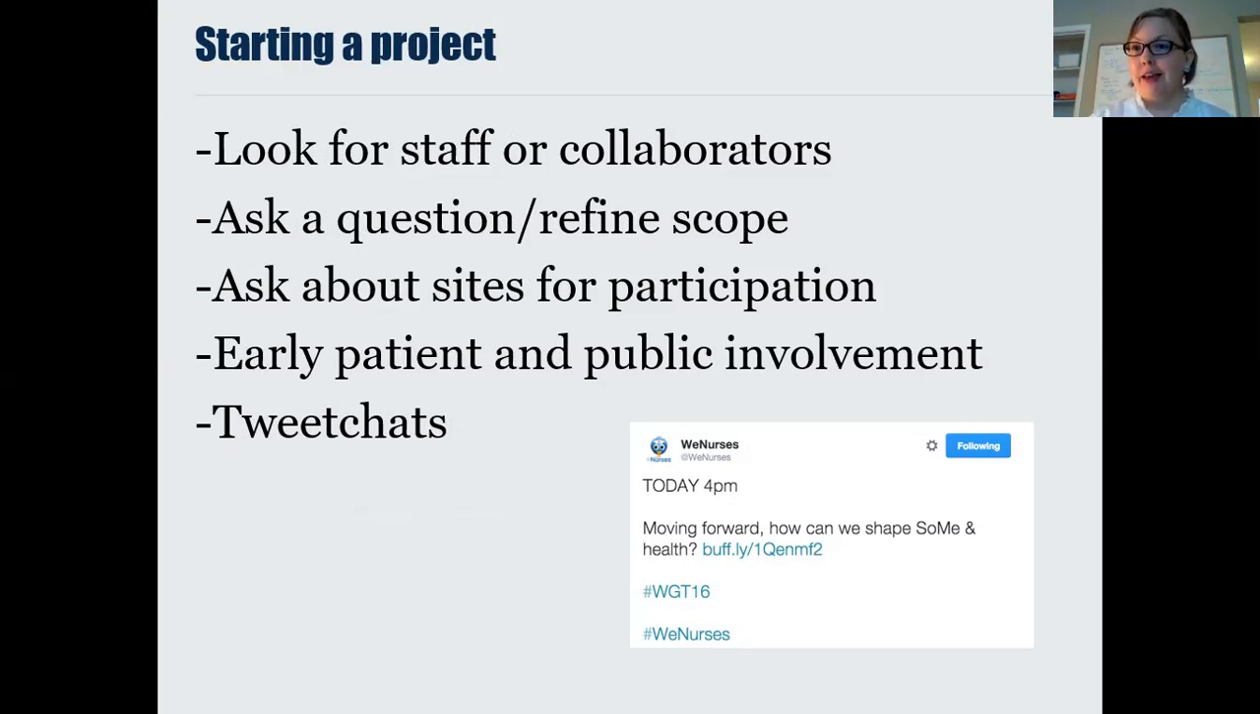Now, that's not to say that Twitter is the same as having a research department, but it is a way to get some early feedback as to whether or not something would be feasible. You can also do some early patient and public involvement. There's a few good reasons why using social media is a good strategy.